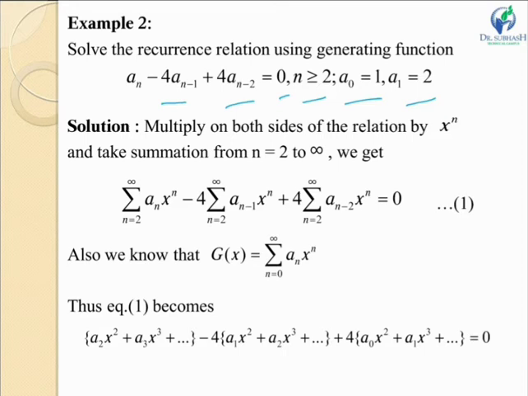Now again our first step is we multiply both sides by x raised to n, and here we will take summation from 2 to infinity, because in the question it is given to us that n is greater than or equal to 2. So see here in equation 1 we have multiplied by x raised to n, we have taken the summation from n equal to 2 to infinity. Now again we know that this is our generating function.